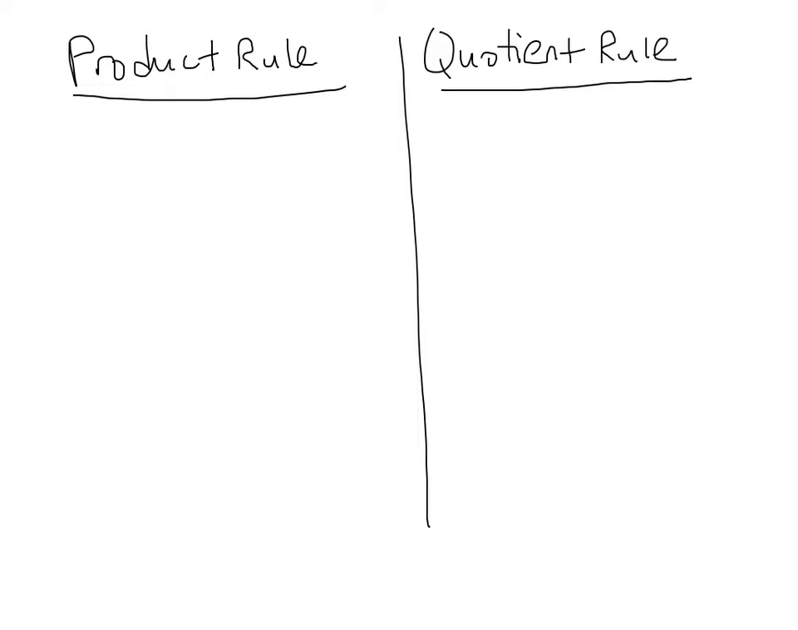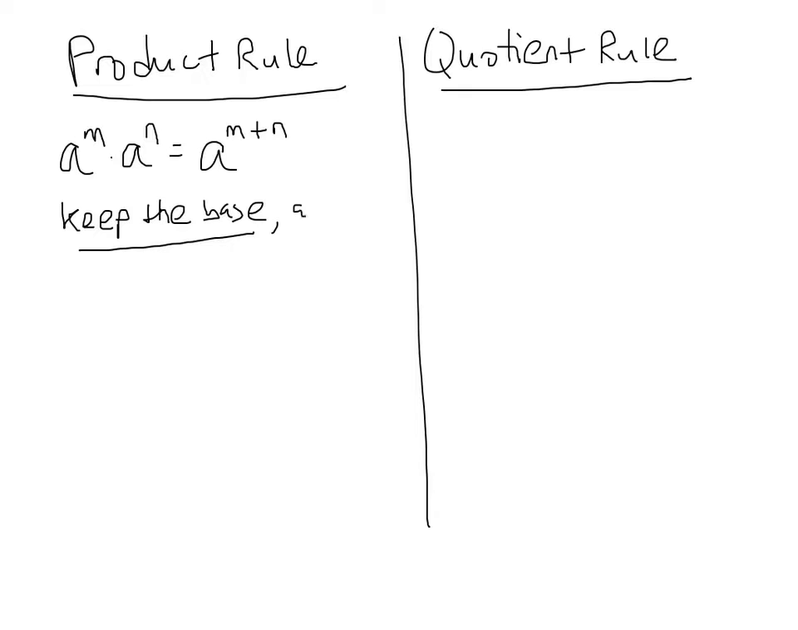The next two rules are called the product rule and the quotient rule. We'll do them together because they're similar. The product rule says if you are multiplying two terms that have the same base, you keep the base and you add the exponents. And it's really important when you learn these two rules that you always remember this part of the rule. Keep the base and add the exponents. Many students, when they learn this rule, they just remember, oh, I'm supposed to add the exponents, and they forget what they're supposed to do with the bases.